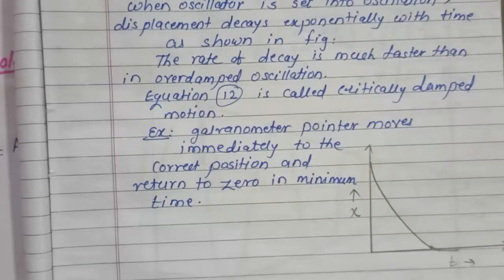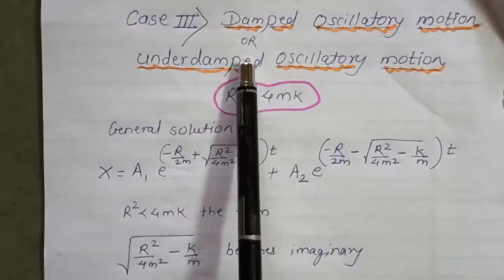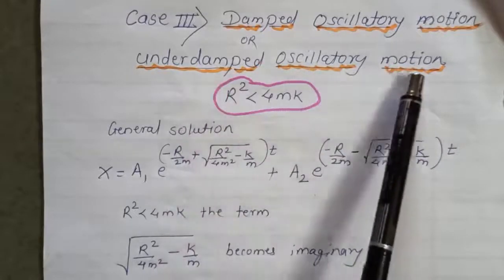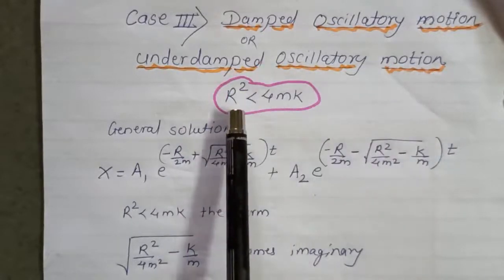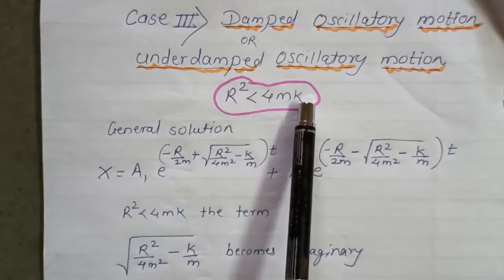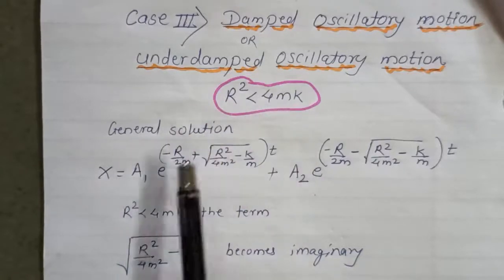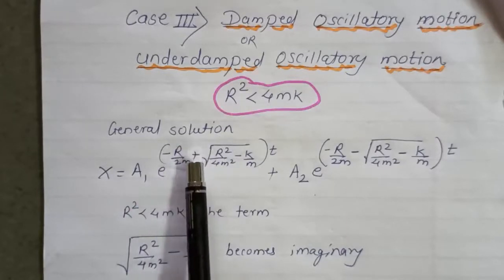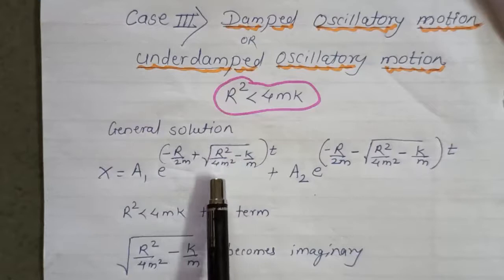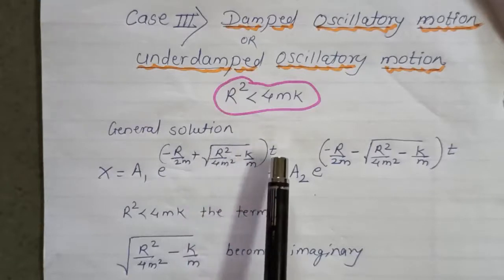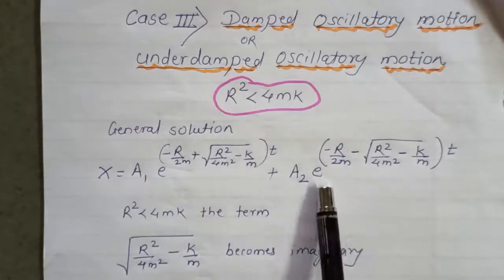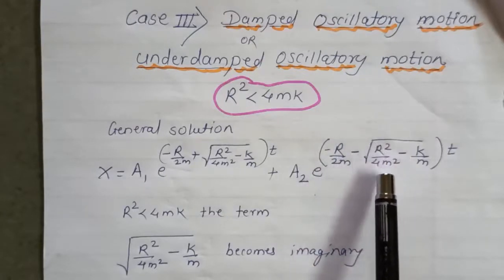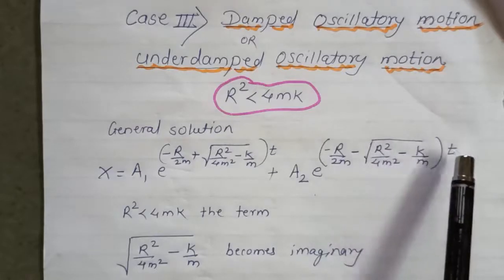Now we will discuss case third. Case third, damped oscillatory motion or underdamped oscillatory motion. The condition is r square less than 4mk. The general solution: x is equal to a1 e raised to (minus r upon 2m plus square root of r square upon 4m square minus k by m) into t plus a2 e raised to (minus r upon 2m minus square root of r square upon 4m square minus k by m) into t.